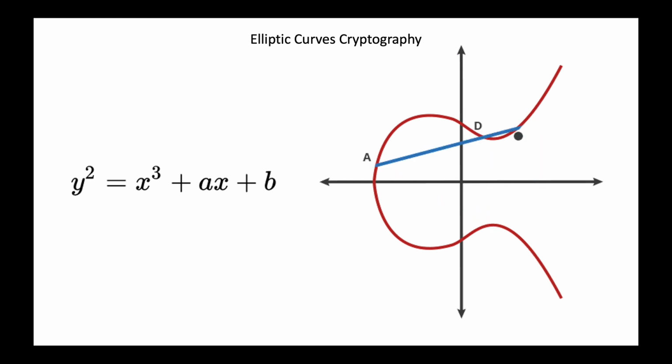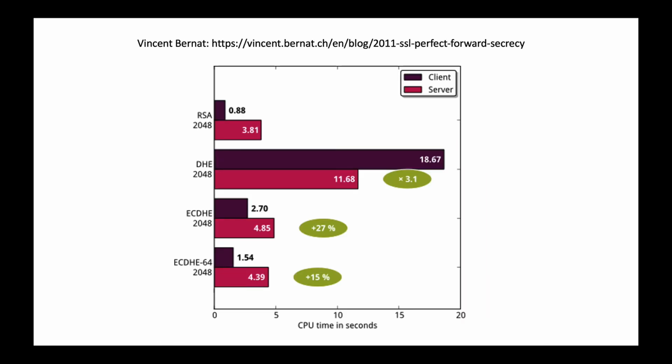Now, I'm not going to get into the mathematics behind elliptic curves because that's a very, very complex subject. And that's not something that I know myself because I'm not a mathematician. But the important thing here to understand is that if you use elliptic curves, the computation of the shared secret happens much faster. Just to give you an idea, there is a blog post by Vincent Bernat that was published many years ago that shows a comparison among RSA, Diffie-Hellman ephemeral, and elliptic curve Diffie-Hellman ephemeral.